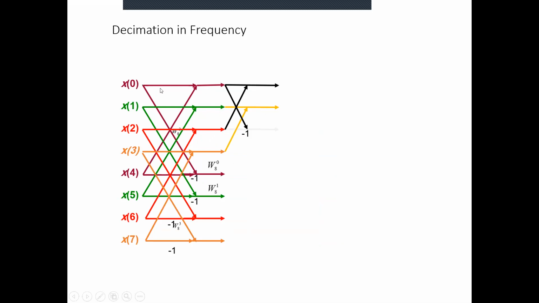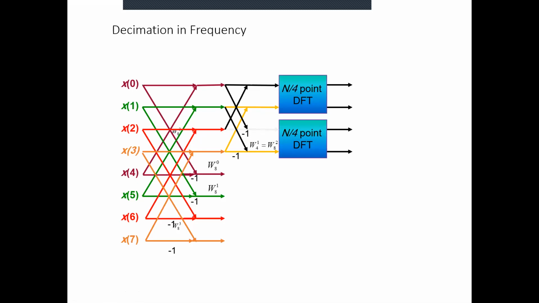This time, x of 0 plus x2 and x of 0 minus x2, x1 plus x3 and x1 minus x3. This will be the first stage. Of course, then it will be multiplied by W_4^1. This is the way by which we calculate the decimation in frequency. Then it will be N by 4, I mean 2-point FFTs will be the last stage.